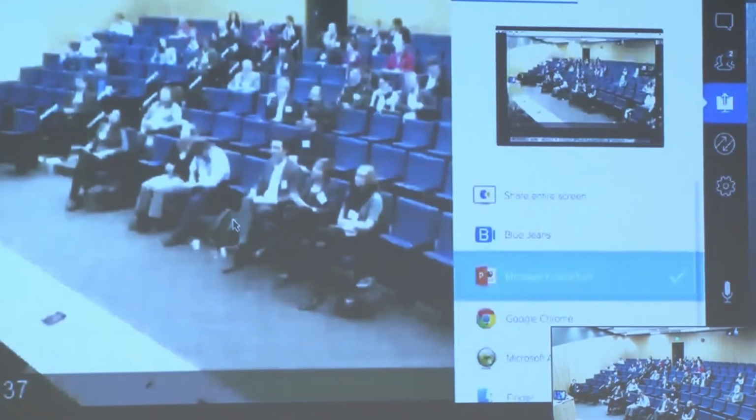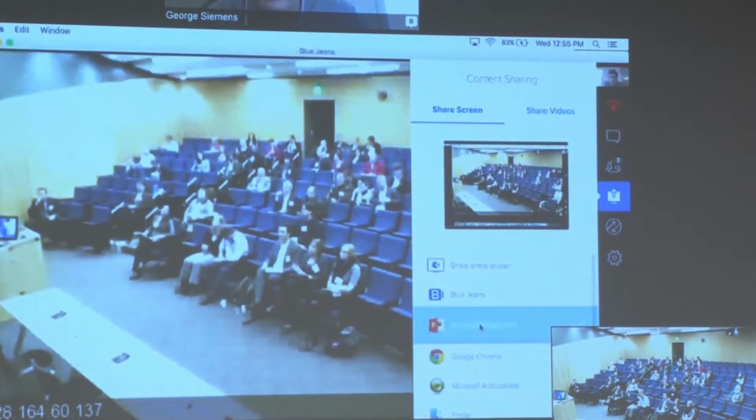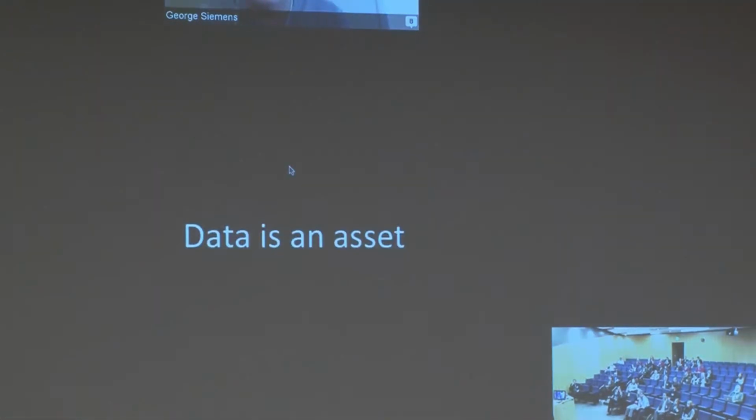What I do want to talk about today is the idea of open learning analytics and personal learning graphs, which is something I've actually been complaining about for a few years now. So it's really revisiting that type of idea.